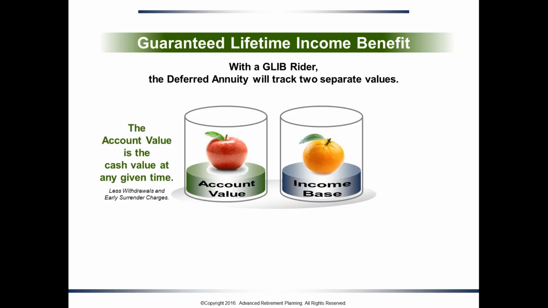Simplest way to think about this is the account value is the cash plus any withdrawal charges or early surrender charges, but it's the actual cash money sitting inside the deferred annuity's account value, also sometimes referred to as the annuity value. So it's money.